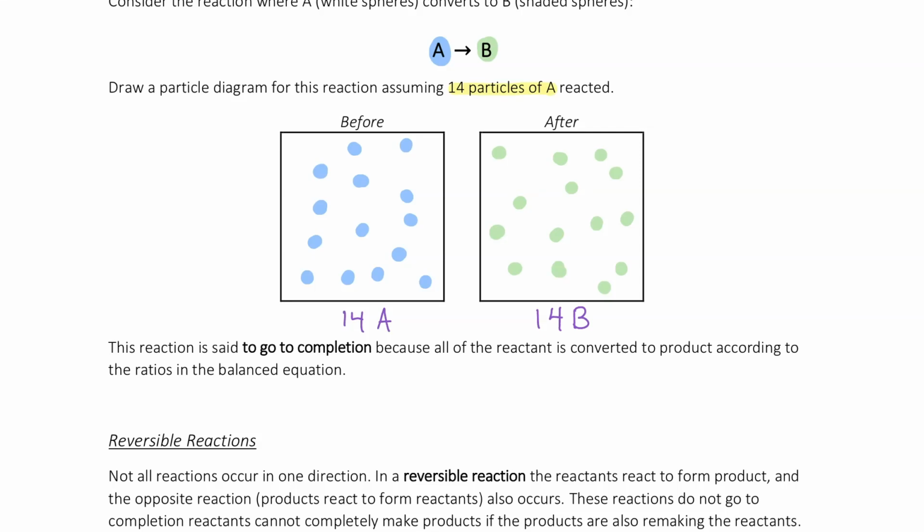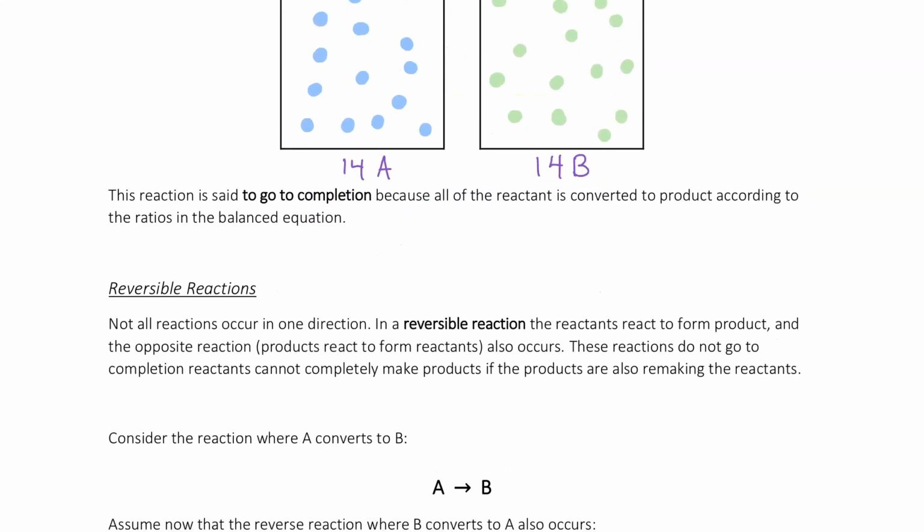When we have a forward only reaction like this, we can actually describe it as saying it goes to completion. And that's because all of our reactants are going to be converted into products. This will also be true if we have a reaction where there's a limiting reactant and there's excess left over. If the reaction proceeds and stops, it goes to completion. Does that make sense? Okay.